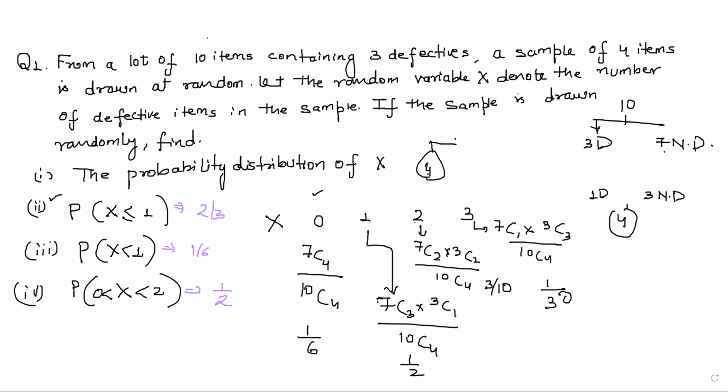Nabil, sir, can you say how you got the second one? Yes. So x less than or equal to 1 means 0 and 1. Is it clear? So add these two. We are finding the probability of x less than or equal to 1, so that means P(x=0) plus P(x=1). Clear, Nabil? Yes, sir. Please complete it and share your answer.